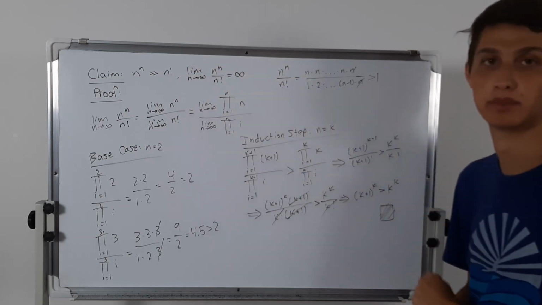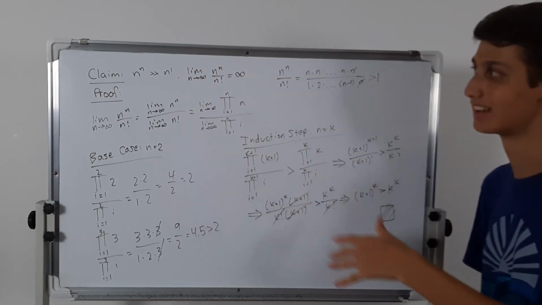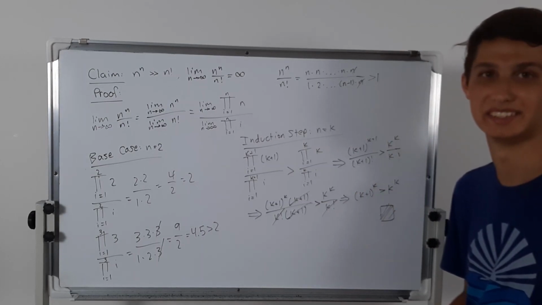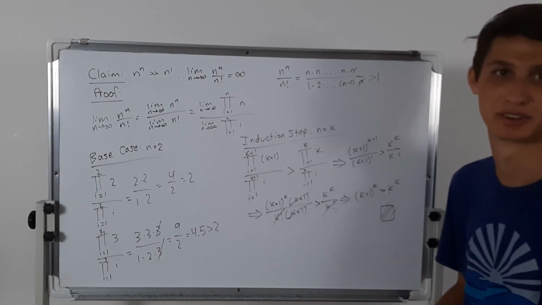This shows that the statement is true. n to the n is, I forget the terminology, asymptotically larger than n factorial or something like that.